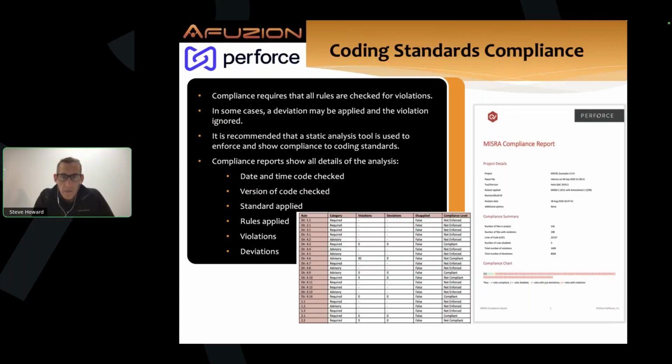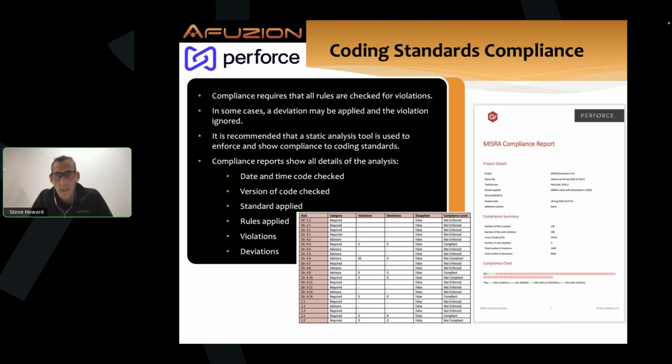Coding standard compliance is the idea of making sure that you're following the standard, and in the case where you're not following the standard, justifying why that is what's happened. So we have this concept that a coding standard rule set is checked. The rules are checked throughout the software for any violations. And a violation means that we have an instance where we have not followed the guideline, a case, an example, that is not compliant.